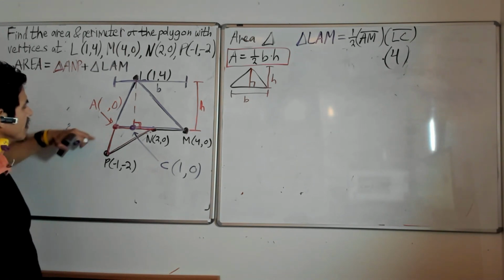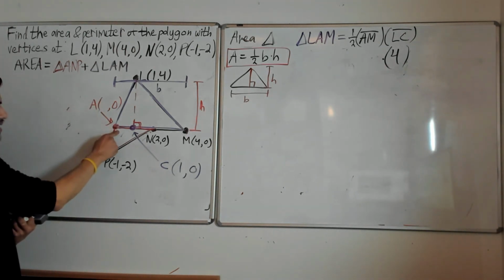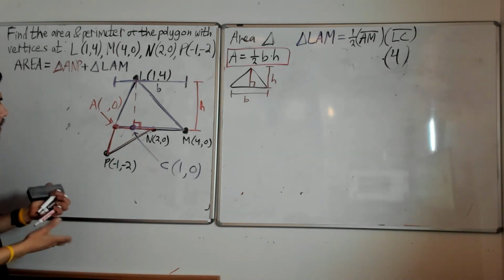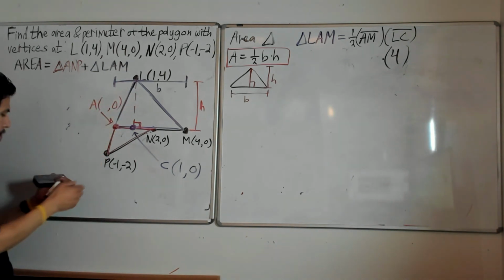But we need to find the x coordinate for A. We know the y coordinate is 0. Now to do that though, we're going to look at this line here, LP.